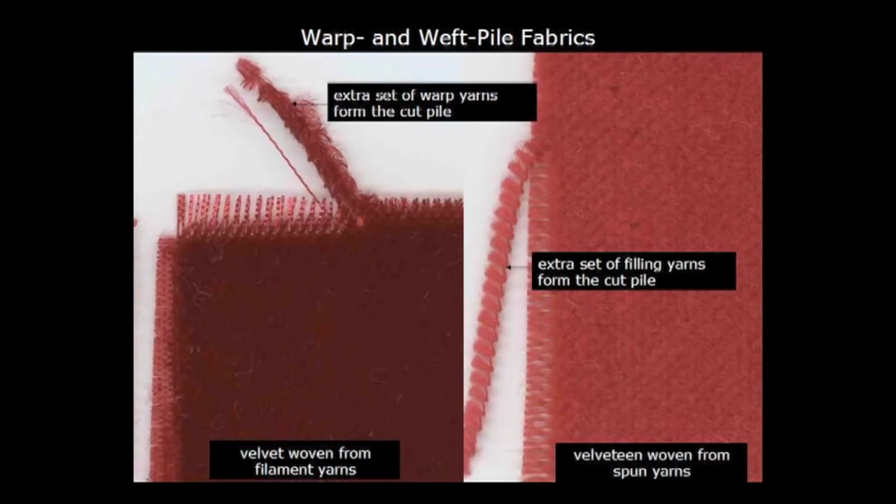The pile is usually around 1/4 inch or a half inch, depending upon the requirement of the particular fabric or special function. The fabrics are differentiated as warp pile and weft pile fabrics depending upon the extra set of yarns used for making the pile. If extra warp yarns are used, it is called a warp pile fabric, or otherwise if extra weft is used for making the pile, it is called a weft pile fabric.